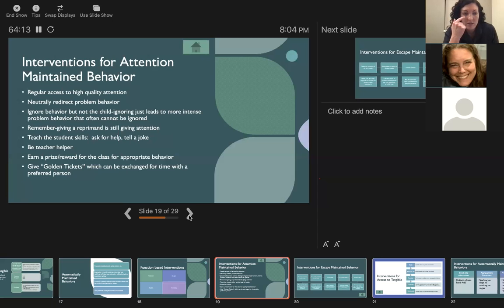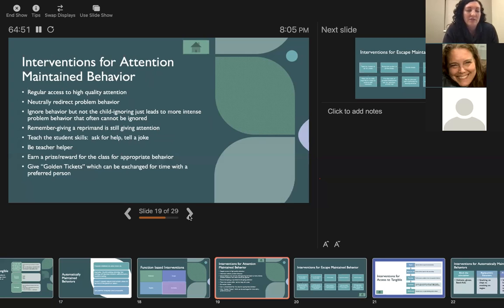So if a child is running around the room and jumping on the countertops, yelling out, and we know that the student is maintained by attention, we're ignoring the behavior by not saying anything about it, but we're engaging with the child by directing them to the appropriate behavior. So, come sit down and work on this, then we can access whatever we're working for.